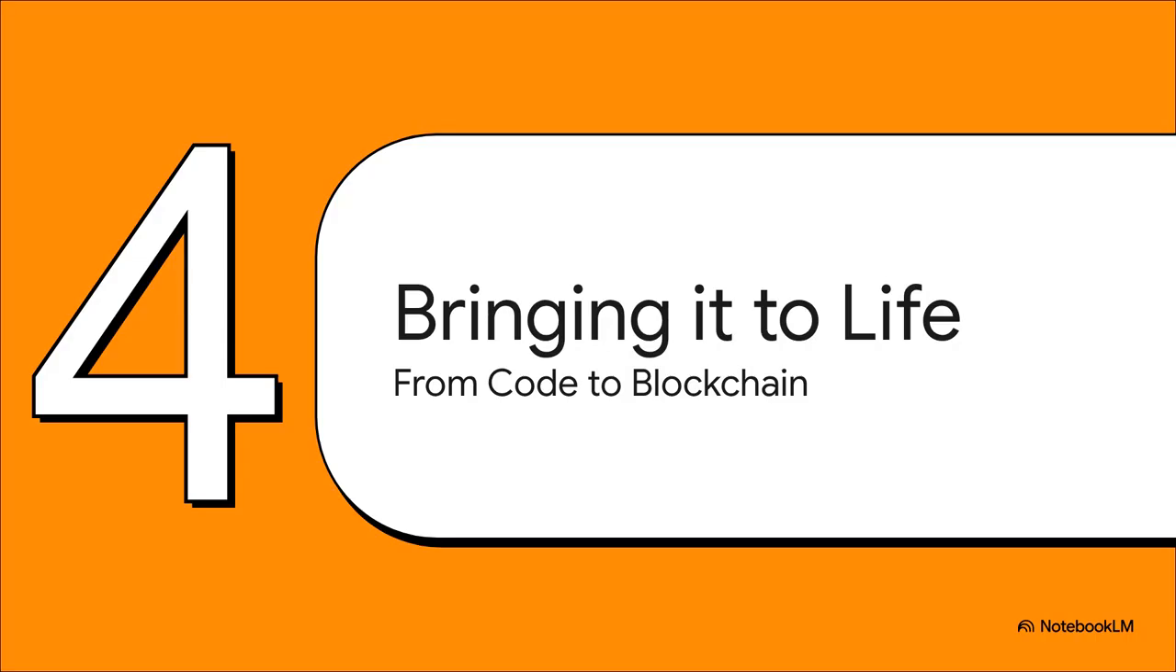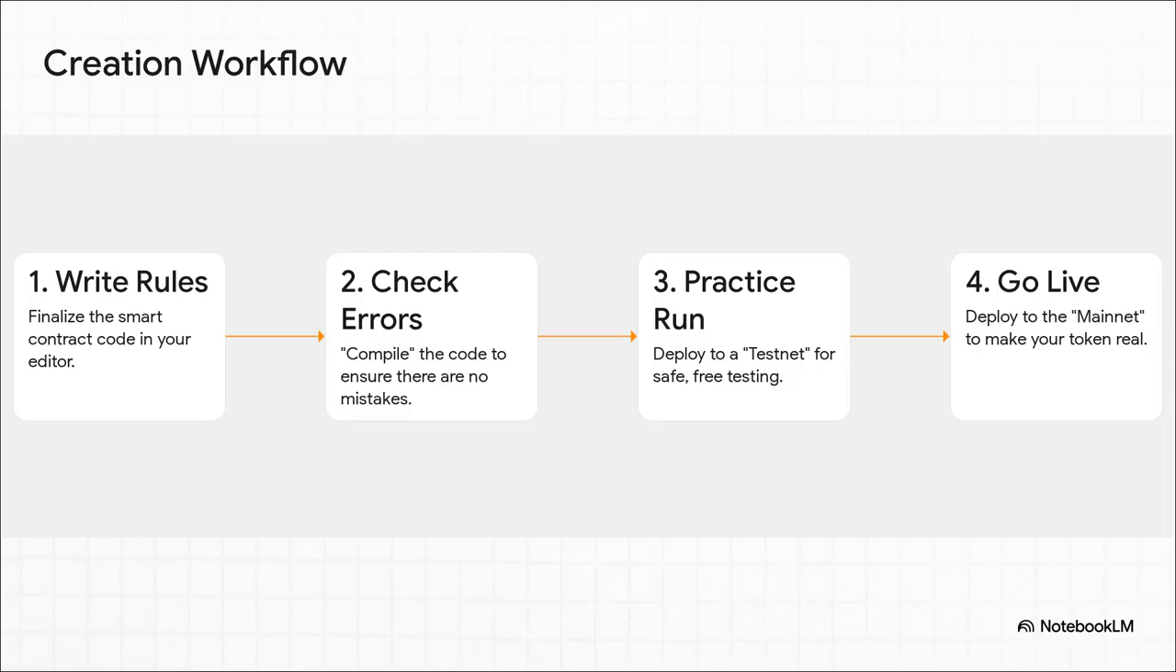Okay, so our rulebook is written. It's got an identity, a fixed supply, a ledger, and the ability to be transferred. Now it's time to take this piece of code and actually publish it on the blockchain, officially bringing our token into existence. And we do that with a clear 4-step process. This workflow is super logical.